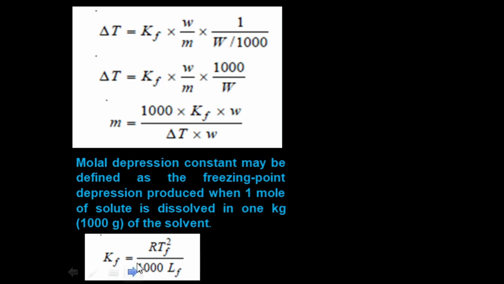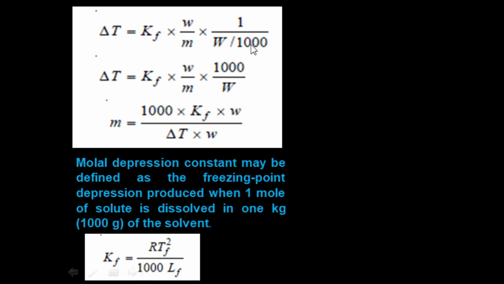This cryoscopic constant can be found out when you know the gas constant and the freezing point of this particular solvent, divided by the latent heat of fusion. We can find out the depression of freezing point constant, the cryoscopic constant. This equation can be useful to find out the molecular weight of the unknown solute.